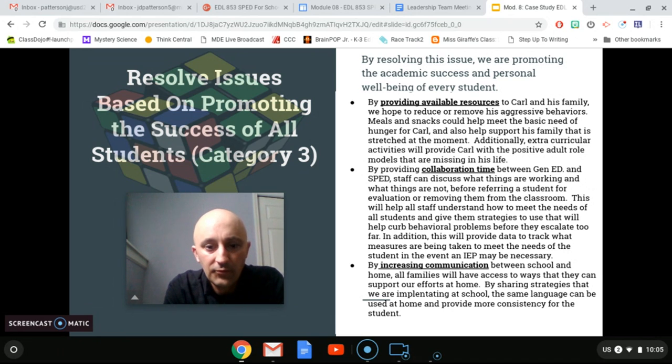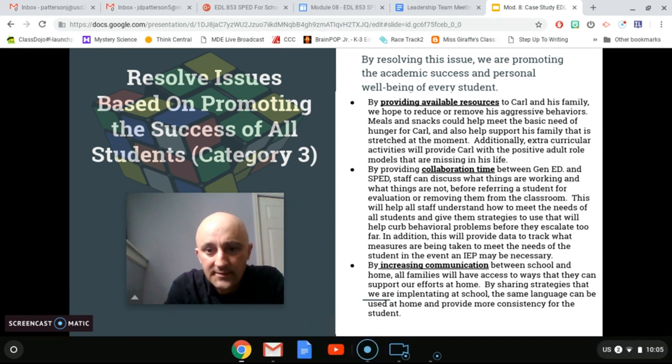By giving these resources to Carl and his family, we could meet some of those basic needs that Carl has. Sounds like with mom's work schedule, and just how stressed they are, that maybe some meals are being missed. Maybe he's not getting breakfast before he comes to school, so we can provide some snacks to meet that need. And then just through those extracurricular activities, we can get that positive role model in Carl's life.